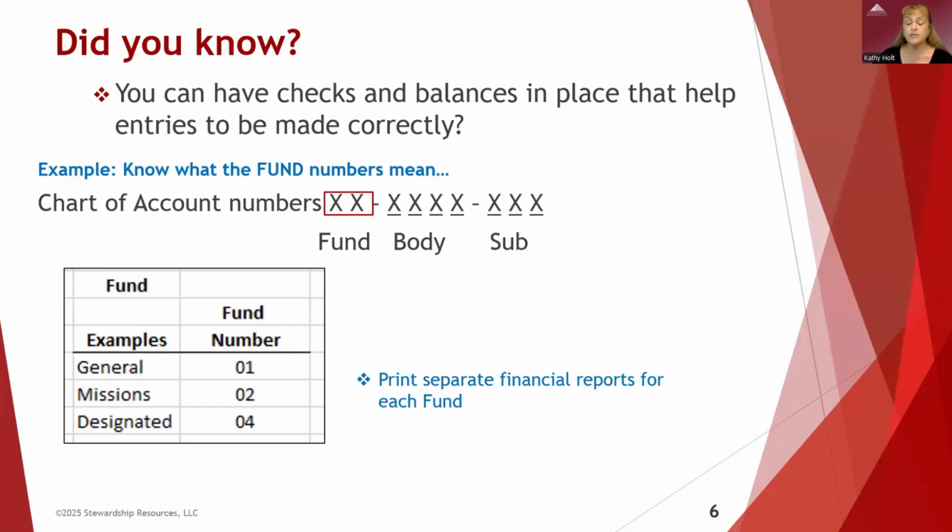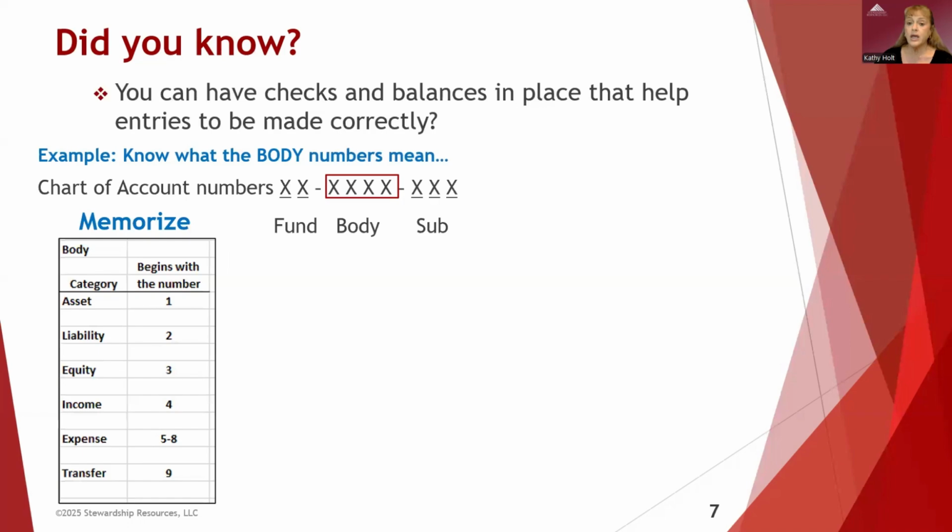Now, PowerChurch Plus comes with a default Fund 01 chart of accounts. If you would like to take advantage of setting up other funds, you have to set those up. Did you know that the middle 4 numbers is the body of these chart of account numbers? And it is very important to know what the first number of those middle 4 numbers mean. And many of my clients put the chart that is showing here on a sticky note on their computer. It helps them to make sure they choose the right chart of account number when they're putting their entries together.